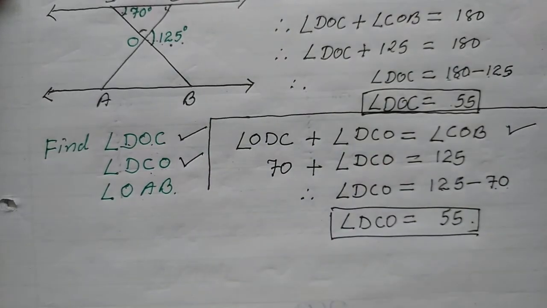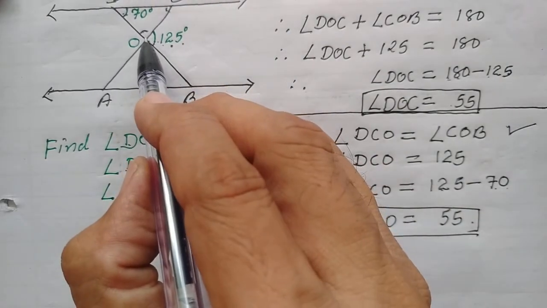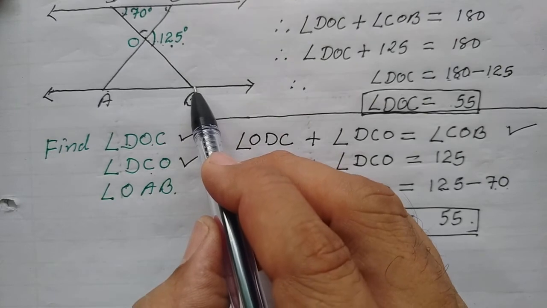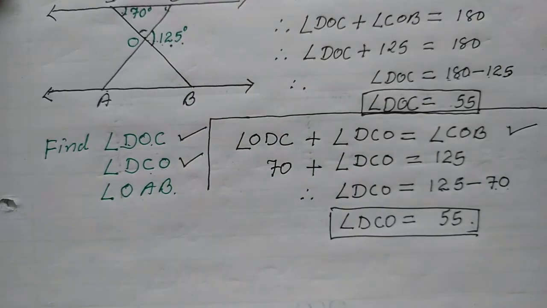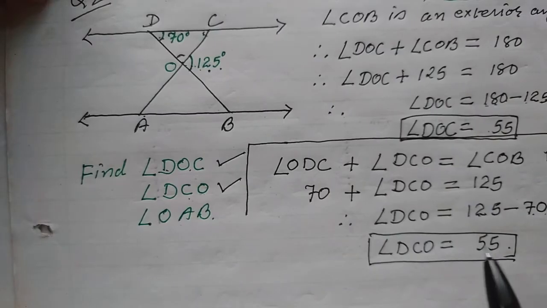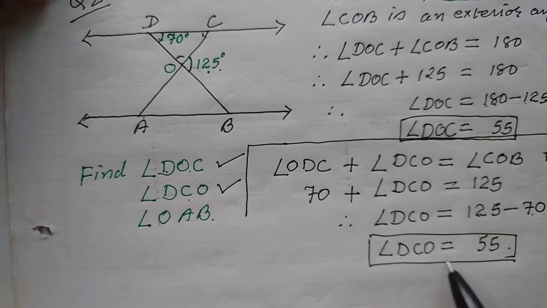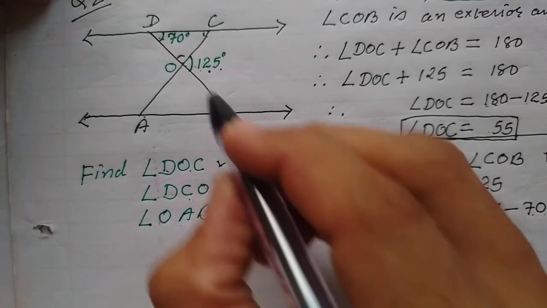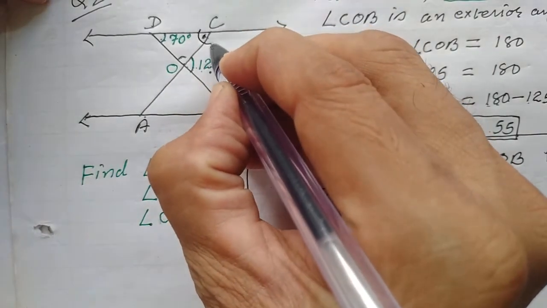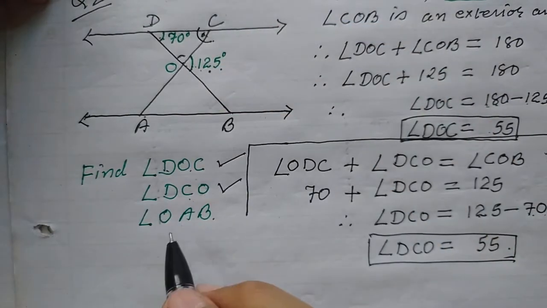Now children, we want to find angle OAB. Okay. Now children, DCO is 55. This is 55. Okay. We want to find children OAB.